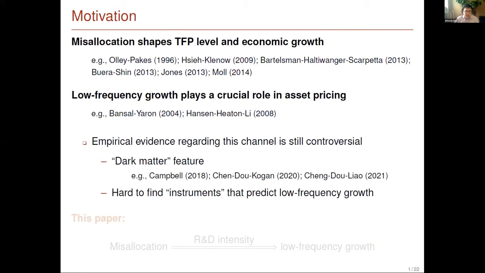But in the long-run risk literature, the empirical evidence regarding this channel is still controversial, because of this dark matter feature emphasized in John Campbell's lectures and textbook and my recent papers. The reason is that this low frequency component in aggregate growth is so hard to identify using just fundamental data. What makes the problem worse is that it's hard to find instruments that help us predict this low frequency growth using other sources of data. At least we don't have such guidance yet. So this paper tries to fill this gap. We first built a model. We show that misallocation is actually a major driver of low frequency aggregate growth through its endogenous impact on R&D intensity. That's what this paper is about. This logical chain is quite natural; it's just how we execute it.